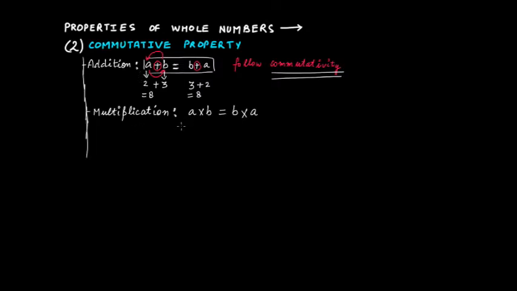To check this, you can take the same example of 2 and 3. So 2 multiplied by 3 would give you 6, and 3 multiplied by 2 would give you 6. In both the cases, you got the same answer. At the place of A you put B, and at the place of B you put A, and therefore you got two different expressions, but the same answer. Therefore, even multiplication, just like addition, follows commutativity, the commutative property.